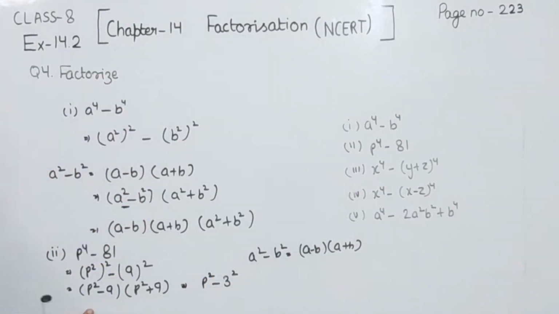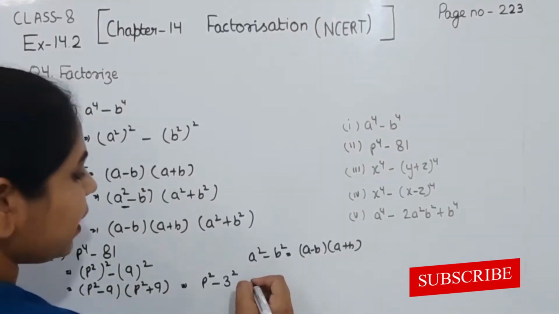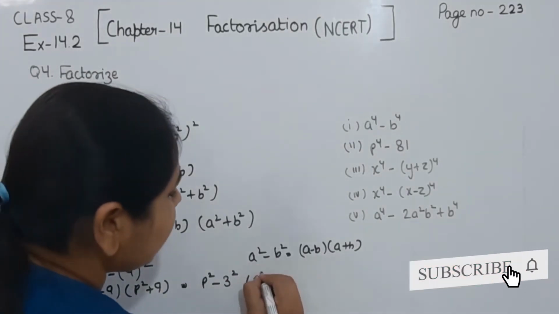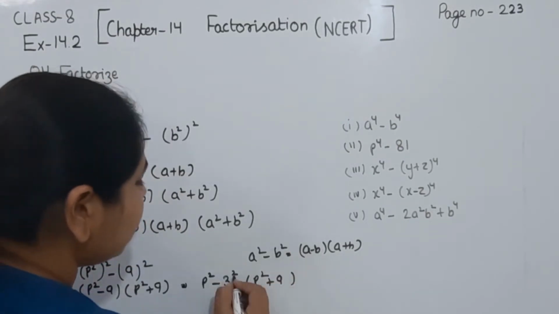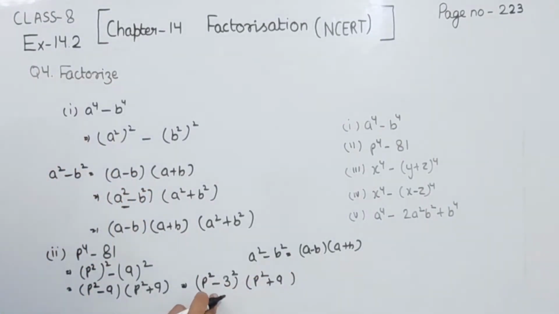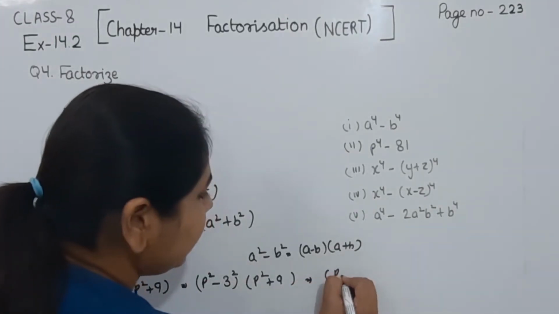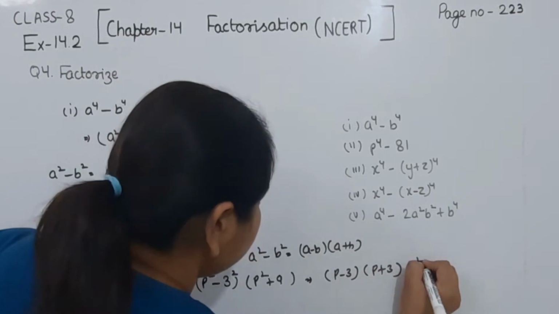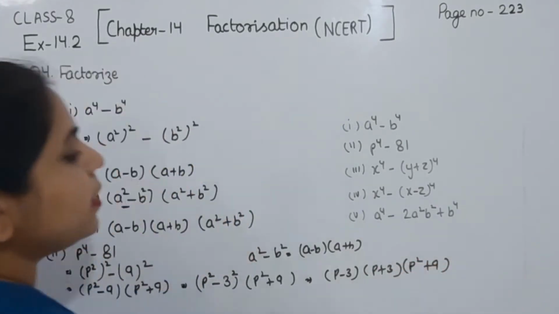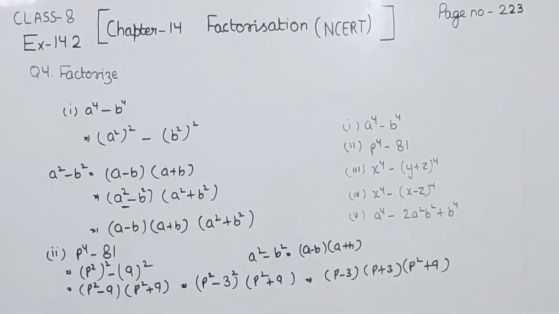3 3 is a 9. So this one is a square minus b square, and this one is a square plus b. This is the 9 we have. Now I am going to put this formula in this one. So I write here p minus 3 and p plus 3, and this one is p square plus 9. So this is the solution for part 2.